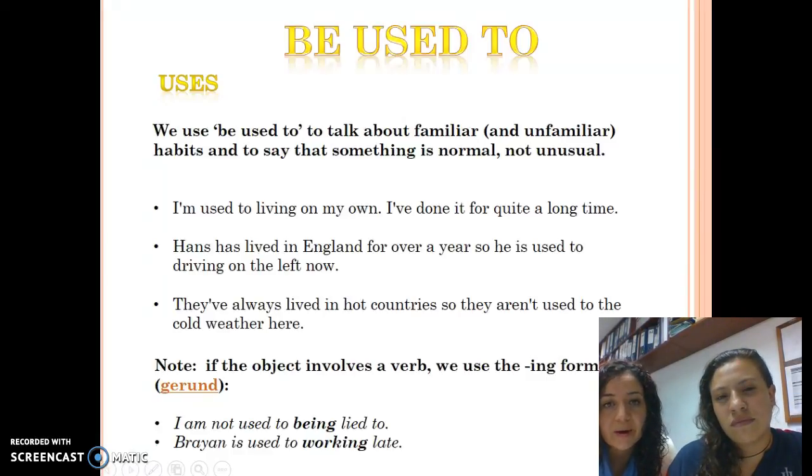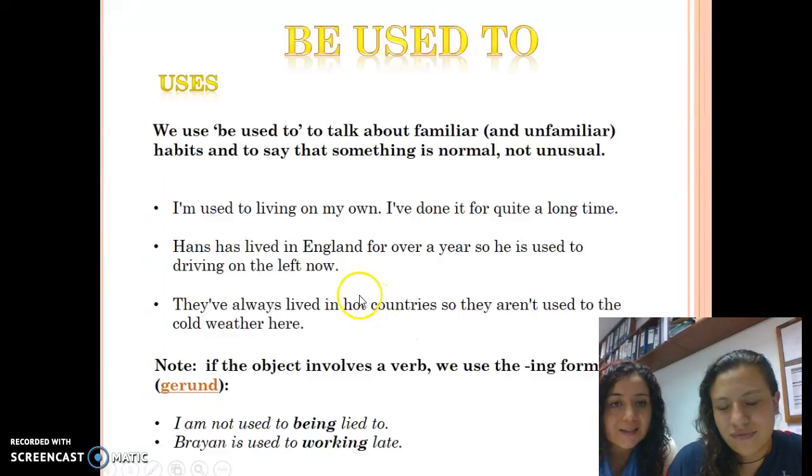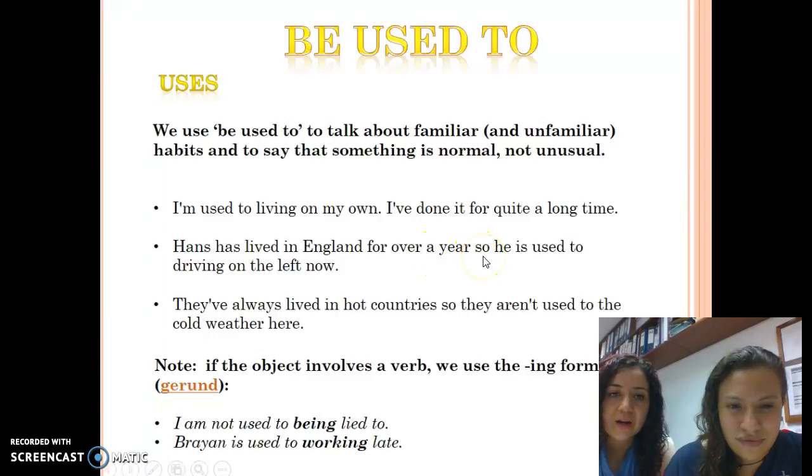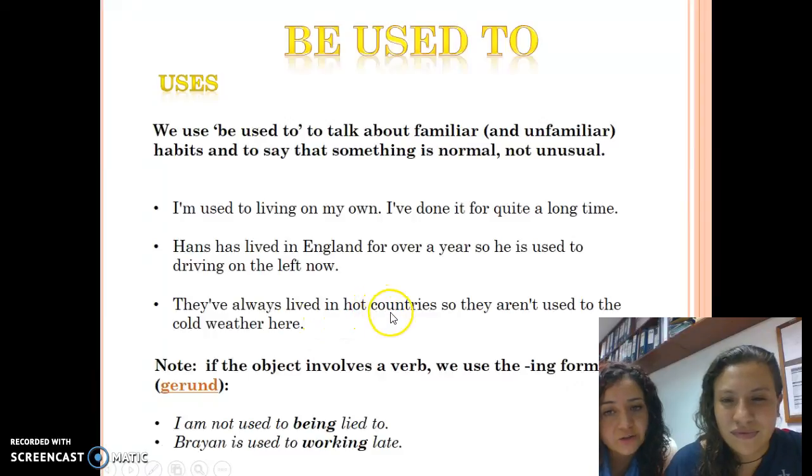I'm used to living on my own. I've done it for quite a long time. Hans has lived in England for over a year, so he's used to driving on the left now. They've always lived in hot countries, so they aren't used to the cold weather here.